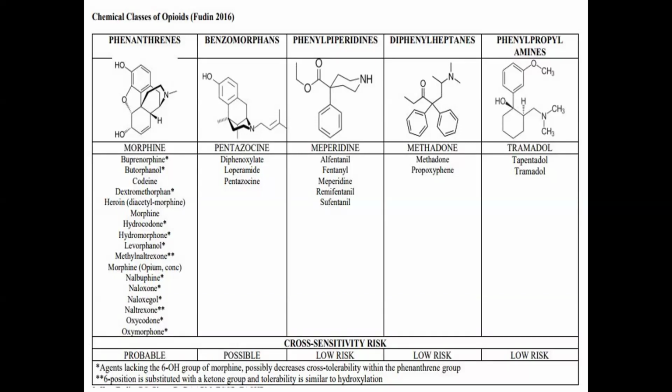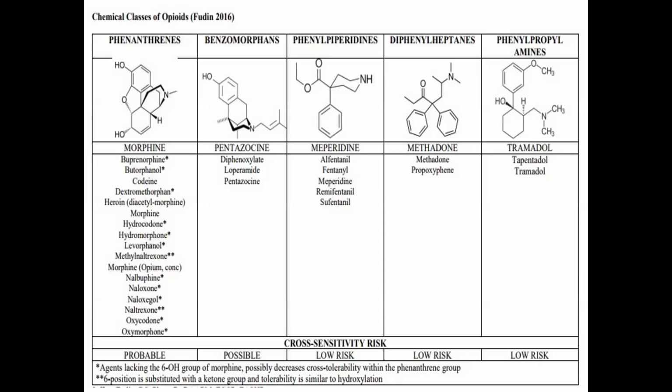Phenylpiperidines, which are meperidine-like derivatives. Fentanyl, alfentanil, sufentanil, all of these are meperidine-like derivatives. And thus meperidine actually is not similar to morphine. It's a different chemical group. Most physicians think that meperidine is the same as morphine. No, that's not true. Meperidine is a different chemical group.